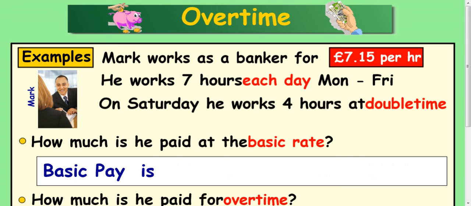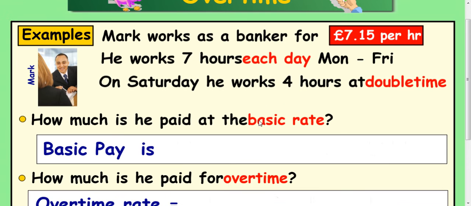Okay, so let's look at some calculations you might have to do. So Mark works as a banker for £7.15 for every hour he works. He works 7 hours each day from Monday to Friday. On Saturday he works 4 hours at double time, so he gets extra on the Saturday. How much is he paid at the basic rate? Now the basic pay is nothing to do with your overtime, it's just your normal rate.